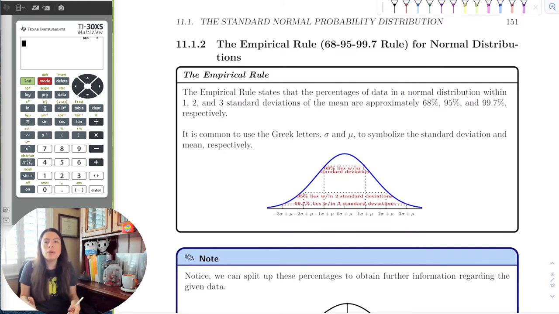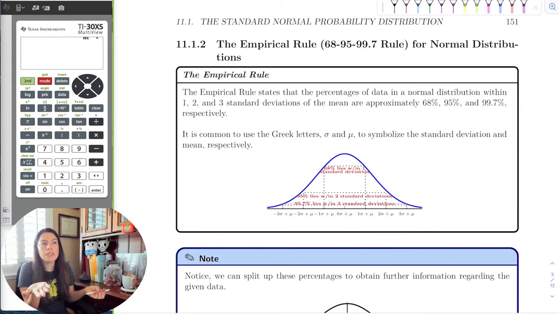You can go anywhere in the world and the empirical rule holds. These are percentages, they're not units. So it doesn't matter what country we're in or what part of the world we're in. It's always 68%, 95, and 99.7 that belongs with the empirical rule. So when we talk about the empirical rule, it's synonymous with those percentages. And we use the mean and standard deviation to calculate these values in which our data lies within these percentages.